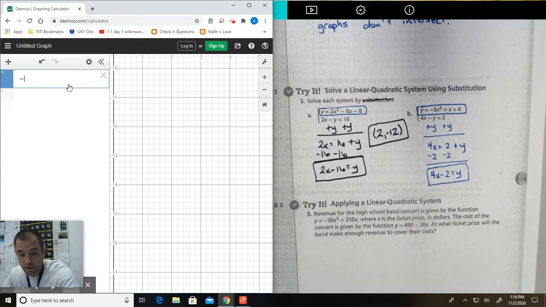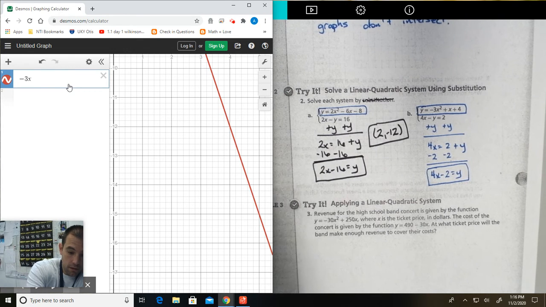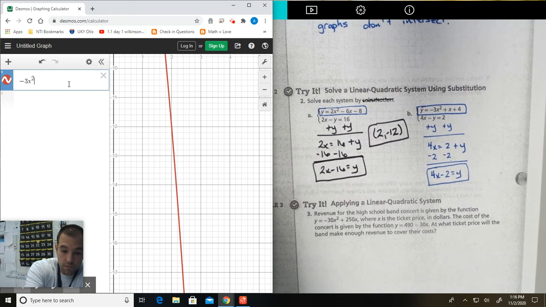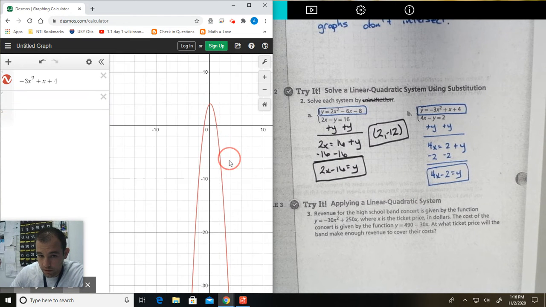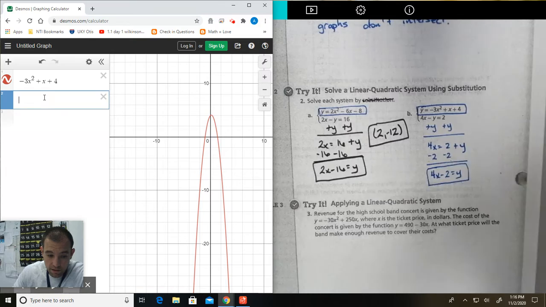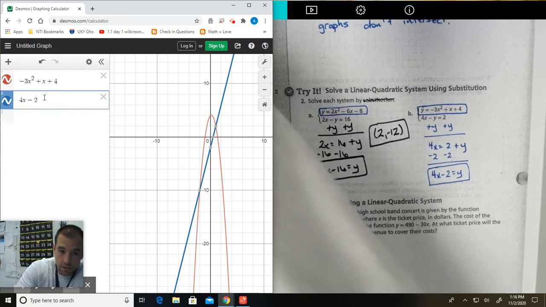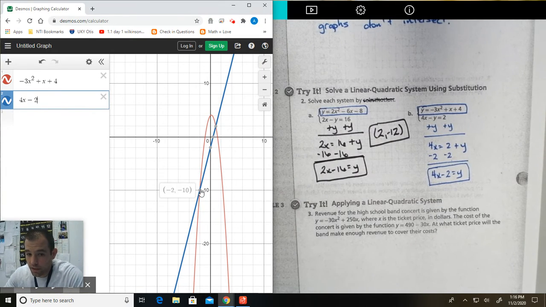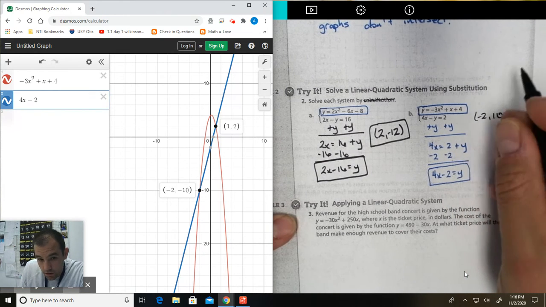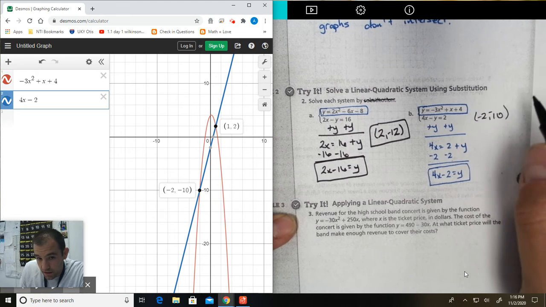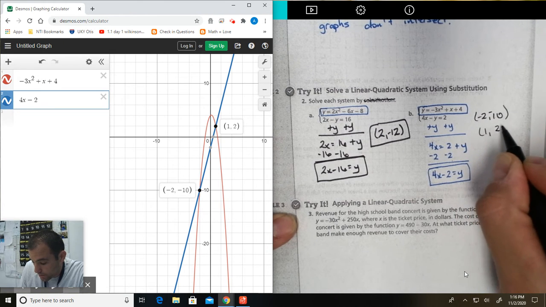So we're just going to type them in. Negative 3x squared plus x plus 4. Hit enter. I'll zoom out a little bit so we can see that one. And then the next one is 4x minus 2. 4x minus 2. And now it crosses twice, right? It crosses once down here and once up there. So we've got our answers, right? We have one answer at (negative 2, negative 10). And the other answer is (1, 2).